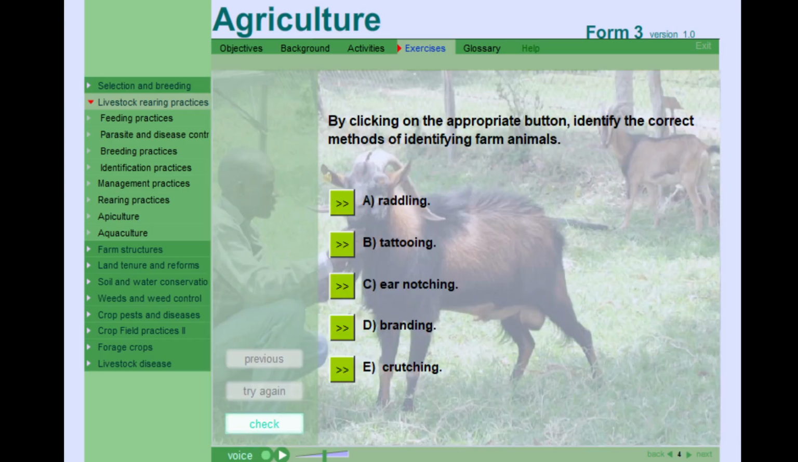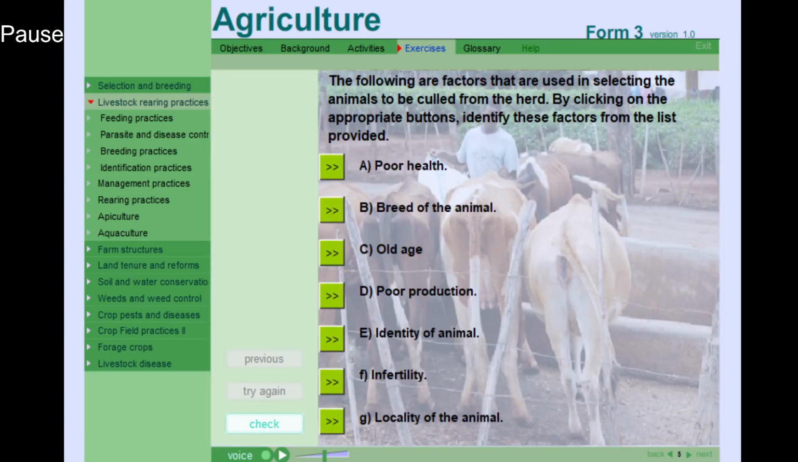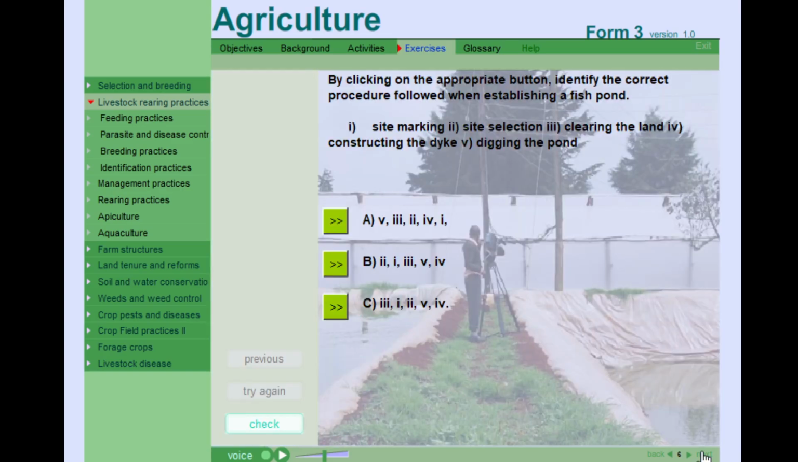By clicking on the appropriate button, identify the correct methods of identifying farm animals. The following are factors that are used in selecting the animals to be culled from the herd. By clicking on the appropriate buttons, identify these factors on the list provided. By clicking on the appropriate button, identify the correct procedure followed when establishing a fish pond.